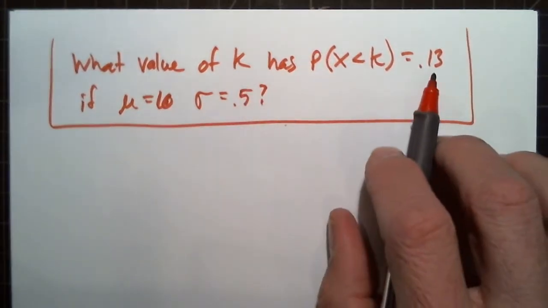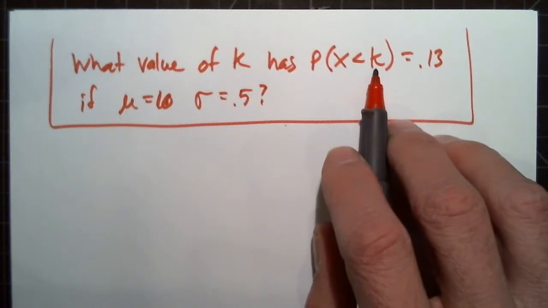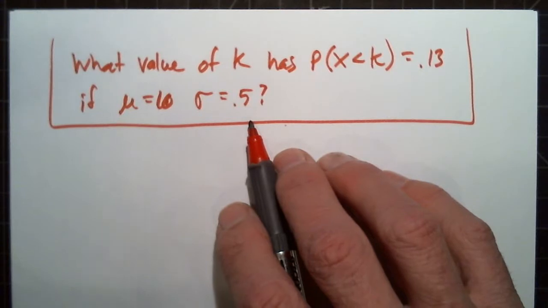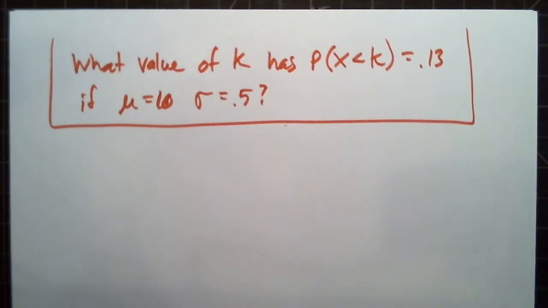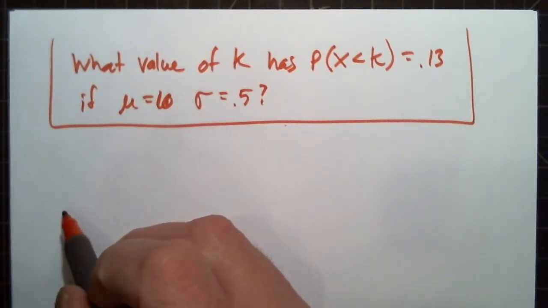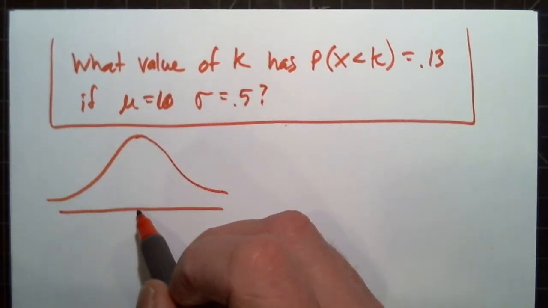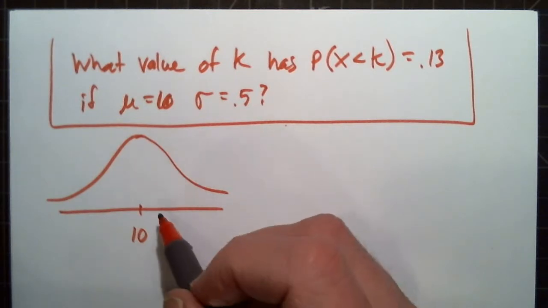Now, we know the probability, so we have to use inverse norm to find k. This is a pretty simple one. They do get more complicated on the IB test, but for now, just to get the concept, let's look at this. And also, the graph can really help a lot with these types of questions.